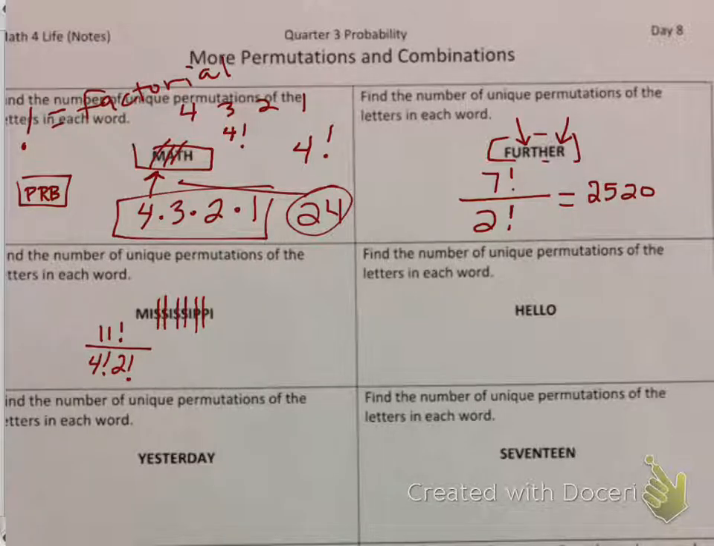And then I have some I's that repeat. So 1, 2, 3, 4 I's, which is another 4 factorial. So really on this unique permutations of this word, I have a lot of numbers on the bottom that are going to not be able to be repeated because they won't be unique.